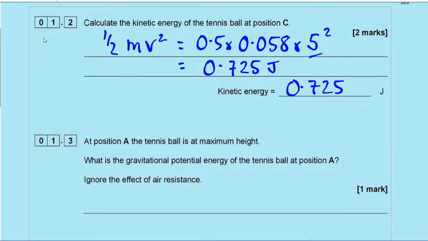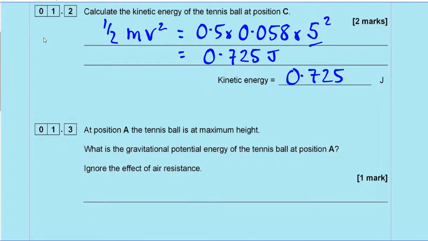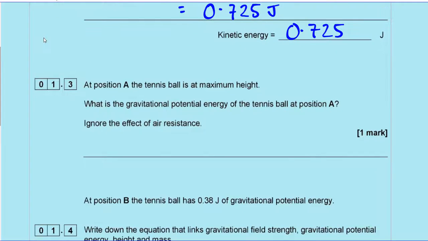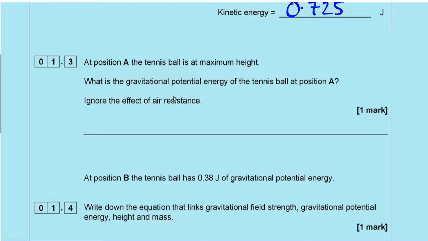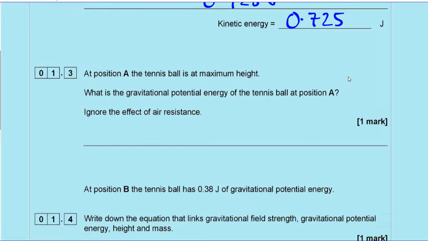And then the next part of the question, we're told that position A is the maximum height of the tennis ball, and we're asked what is the gravitational potential energy. Okay, and we can also ignore the effect of air resistance. Right, so normally if we were going to calculate gravitational potential energy, we'd be expecting someone to tell us the height, we'd be expecting someone to tell us how big gravity is and all of that information, but we haven't got that information. But what we do have is the conservation of energy.